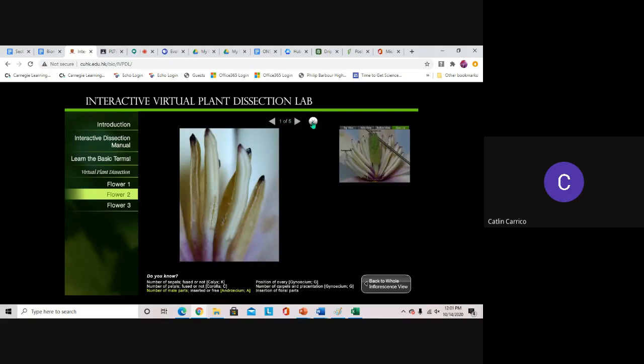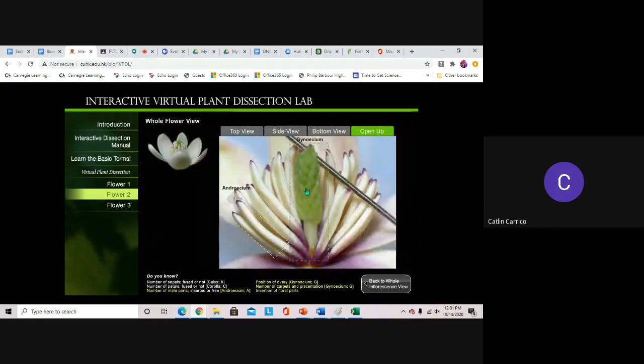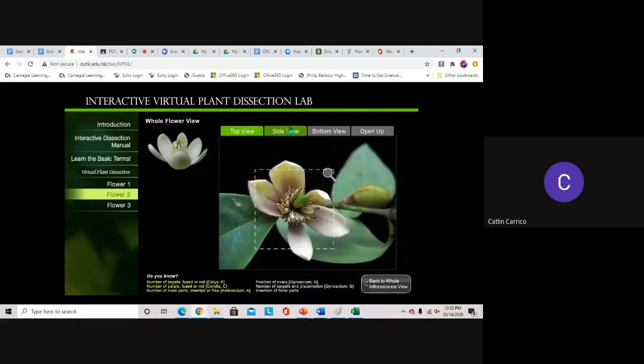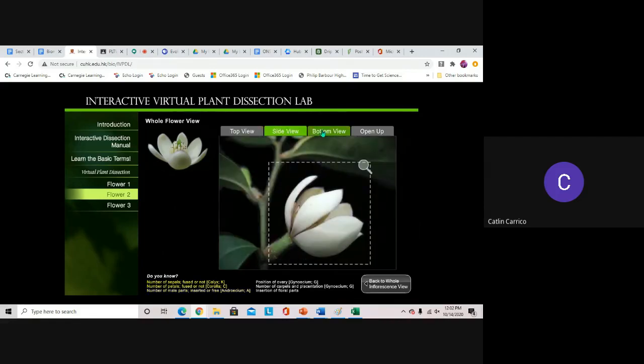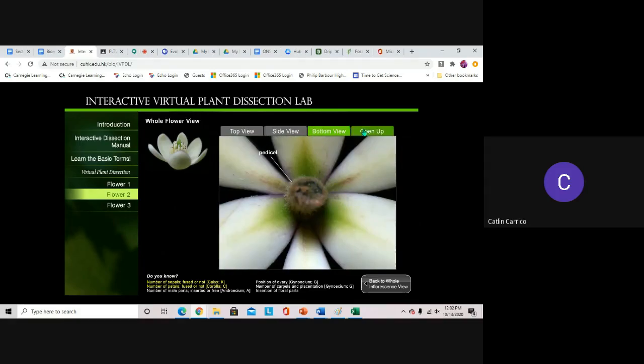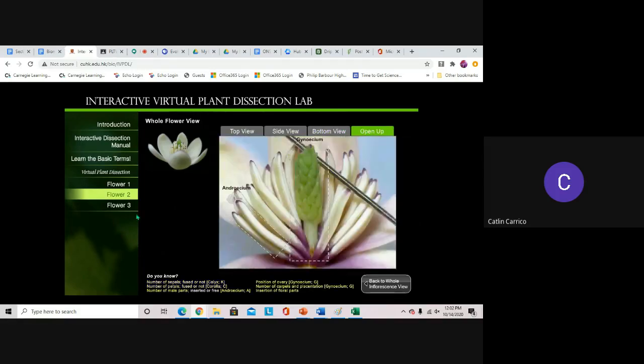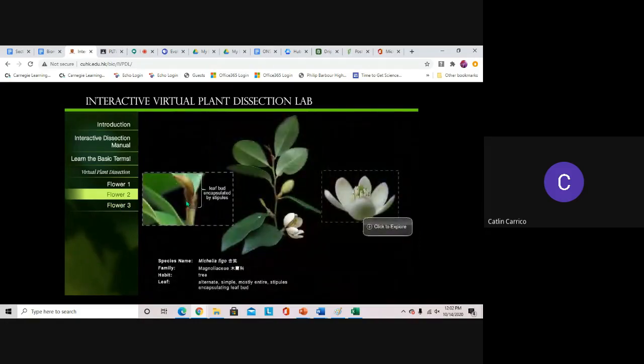Here's your male parts of the flower. As you can see, this is the female part of the flower. This is the male. Different flowers have different structures. So from up above, you can see the female part, the male parts. This is a magnolia.